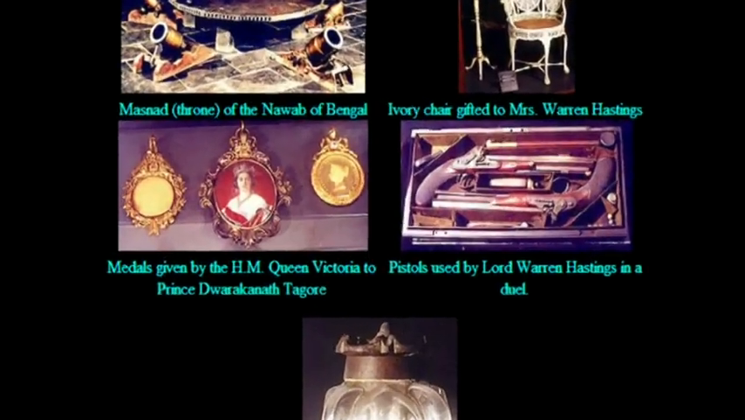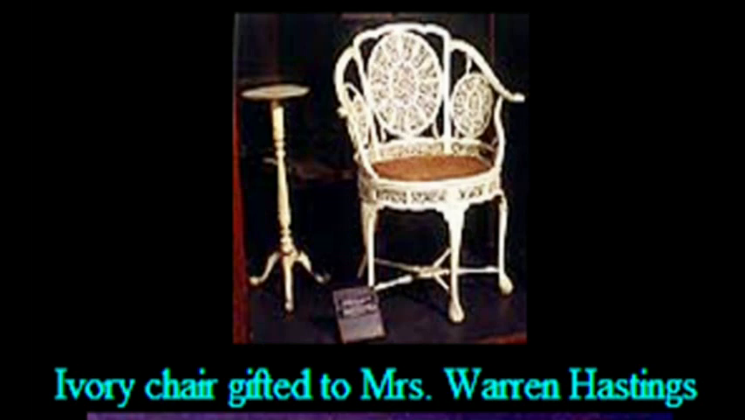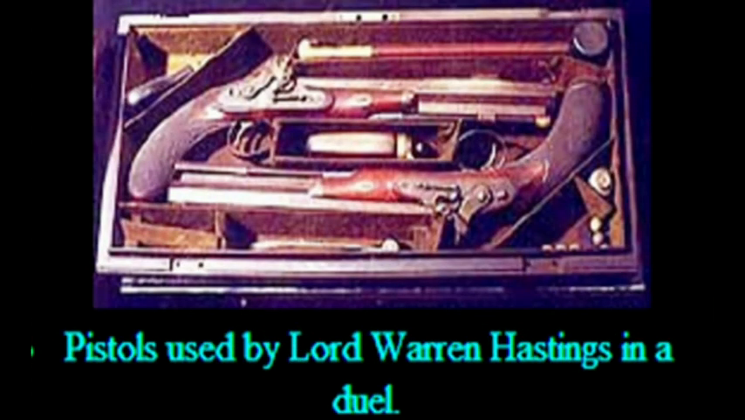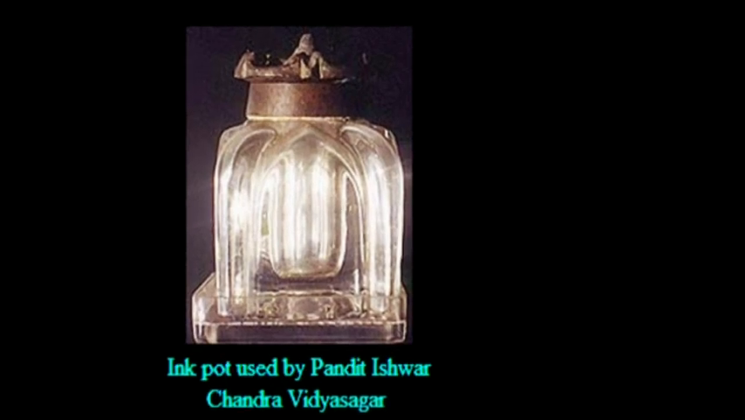Historical relics. Historical relics such as the throne of the Nawab of Bengal, an ivory chair gifted to Mrs. Warren Hastings, and the medals given by H.M. Queen Victoria to Prince Dwarkanath Tagore, and the pistols used by Warren Hastings in a duel, and the inkpot used by Pandit Ishwar Chandra Vidyasagar are there.